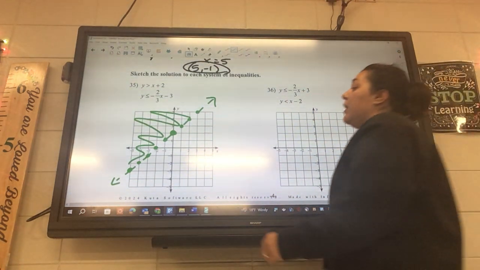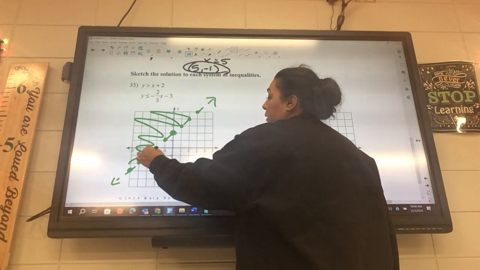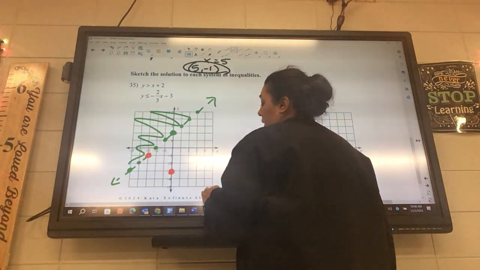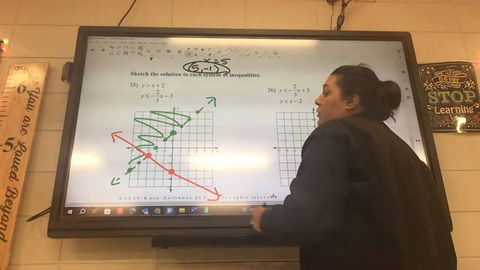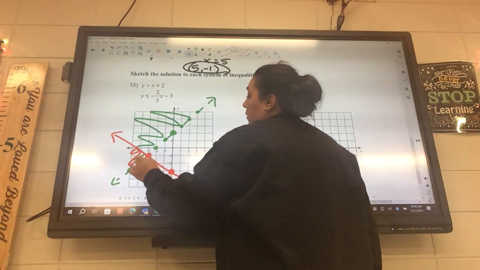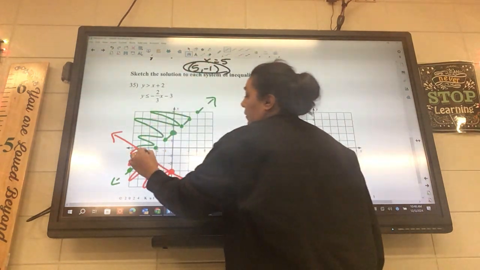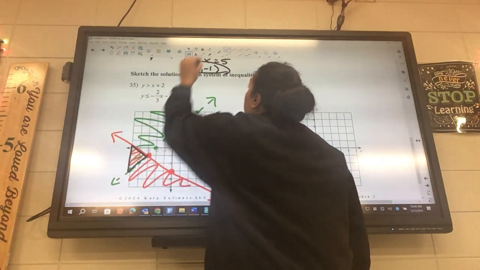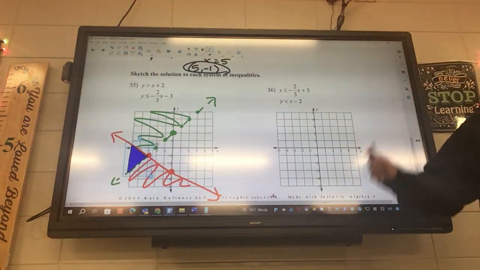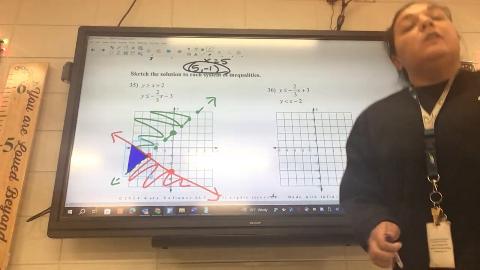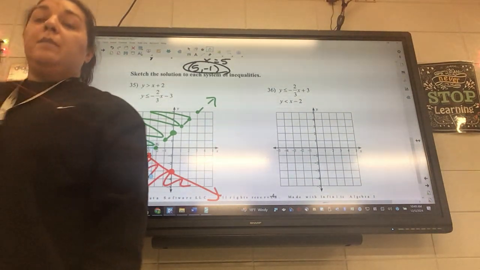Line 2 is going to start out at -3, and we're going to go up 2 over 3 until we intersect. This one's going to be a solid line shaded below. Okay, so that's going to be my shaded section. Somewhere on your sheet, definitely write these notes on there. That way you have them if you need them.